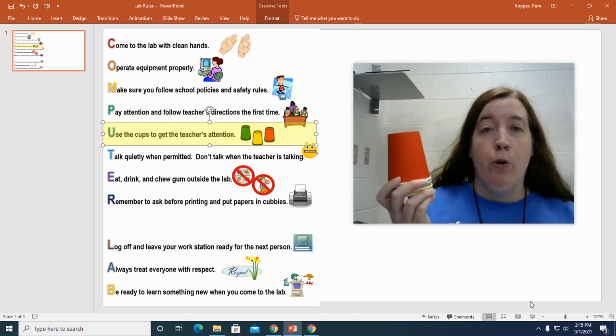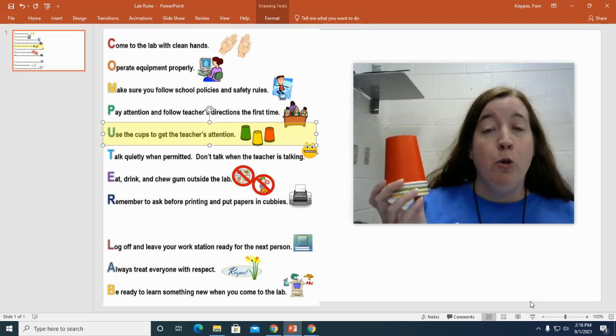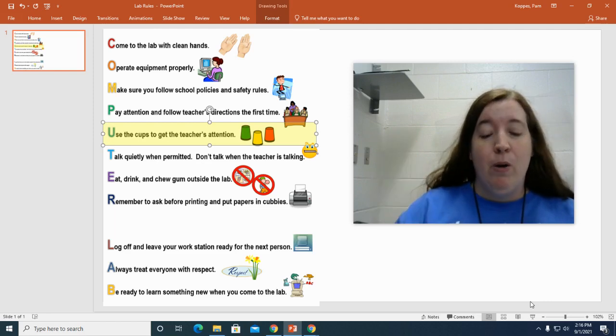It is for computer emergencies. All of these cups signal that I need to come to you and help you. But if you ever have a body emergency, don't use the cups. It might take me a while to get to you and then you could have an accident. I do not want you to bleed on my desks.